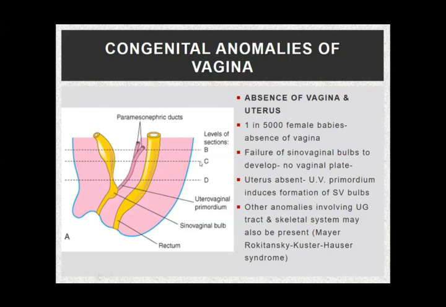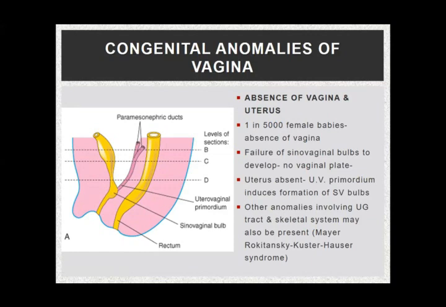अब इस केस में usually uterus is also absent because the uterovaginal primordium नहीं बना। Uterovaginal primordium नहीं बना तो it is the uterovaginal primordium that induces the urogenital sinus to start the development of sinovaginal bulbs. Sinovaginal bulb से vagina बनता है. So all these anomalies go hand in hand.